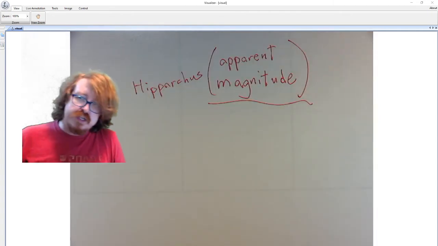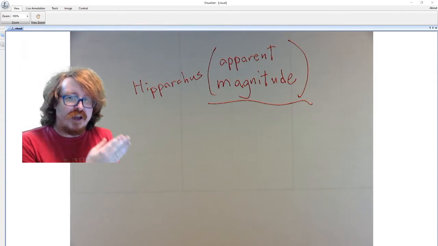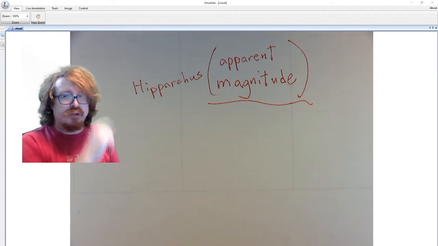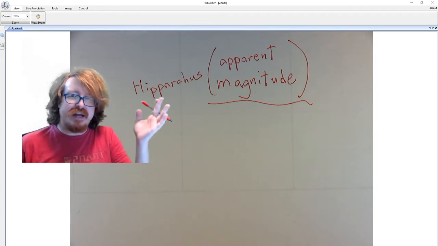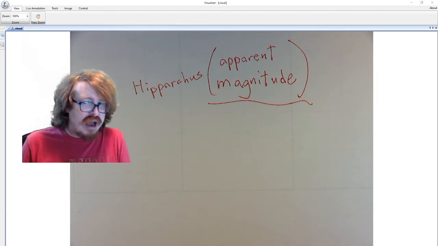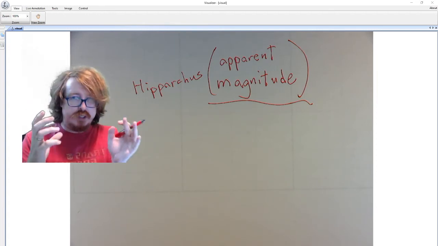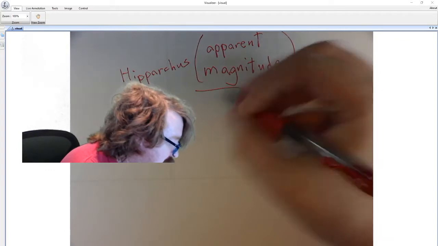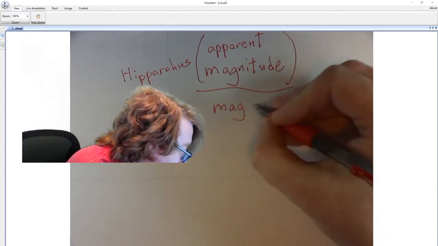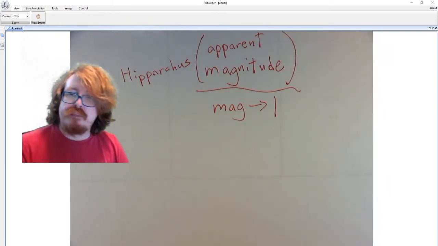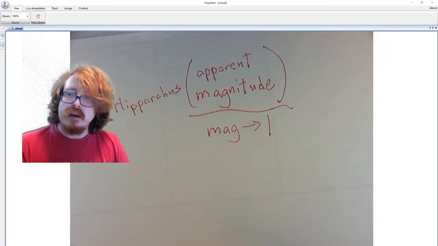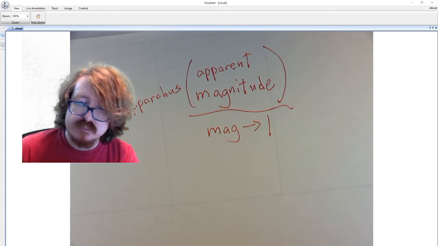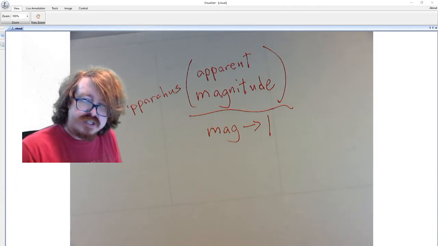But here's the way it goes. Ancient Greeks didn't have telescopes, they didn't have cameras, so they decided how bright stars look just by what they saw with their eyes. Hipparchus got a bunch of his buddies together, and they decided to classify the stars based on how bright they looked. And the absolute brightest stars in the sky were given a magnitude of 1. Magnitude 1 was the brightest stars.